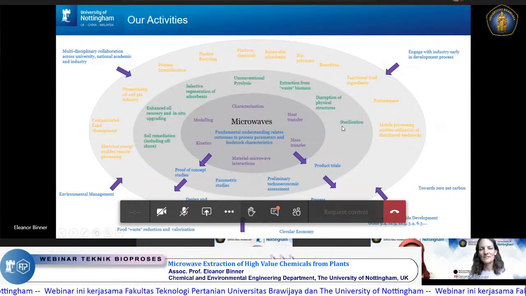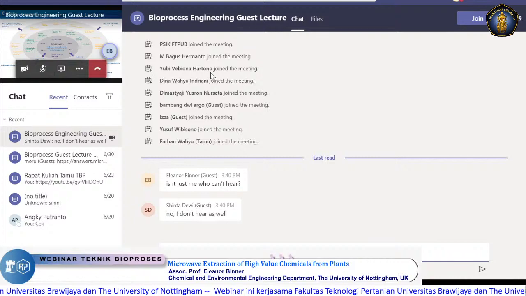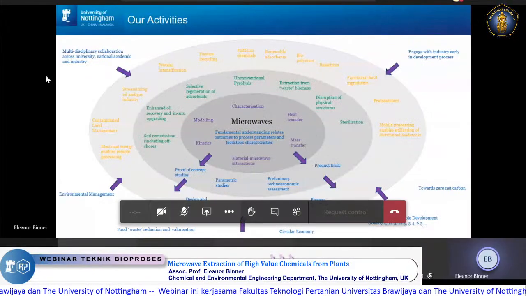The applications that we work in. For example, you can use microwaves to sterilize materials. As you know, agricultural products degrade very, very quickly, so we can design mobile systems. This is one of the things I'm really interested in: to sterilize materials, to deactivate the enzymes immediately so that they can then be valorized for other things.